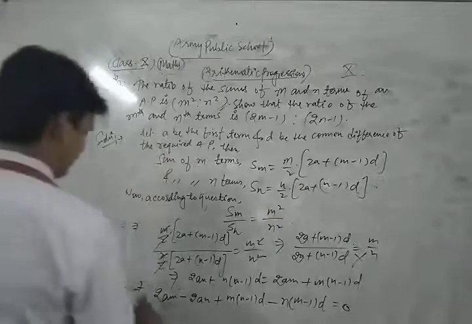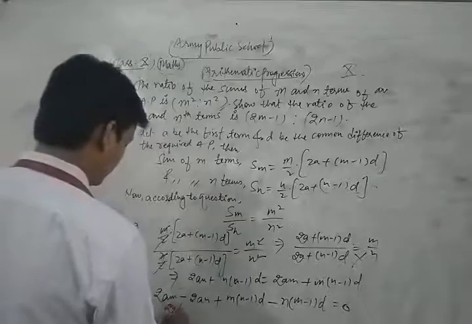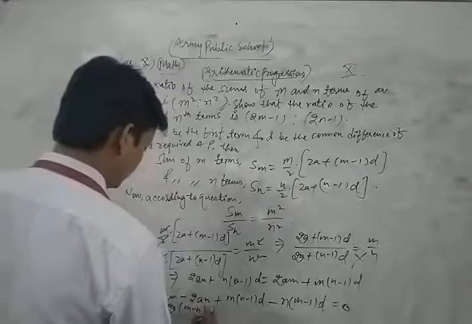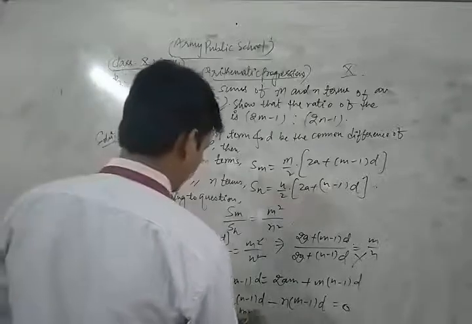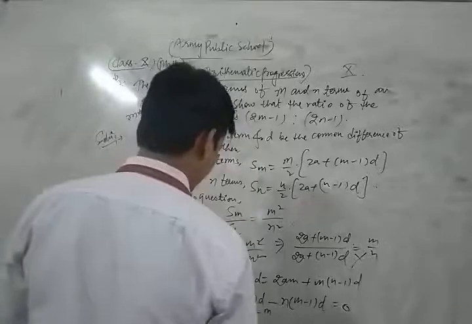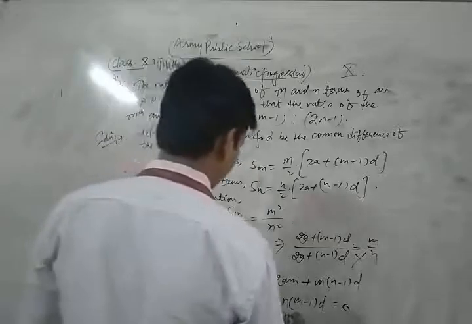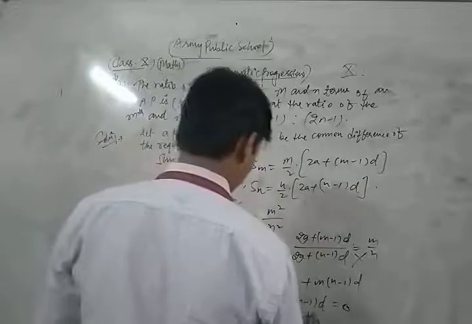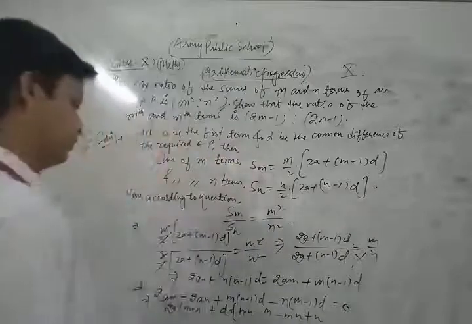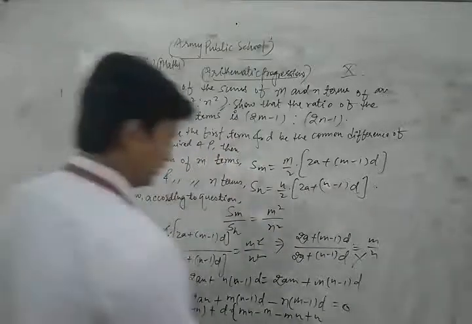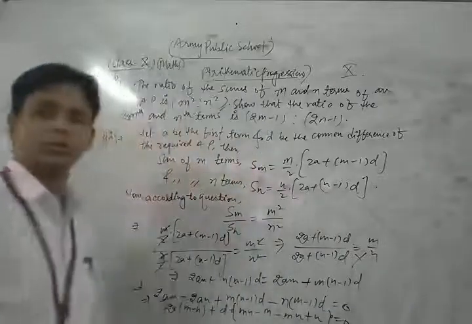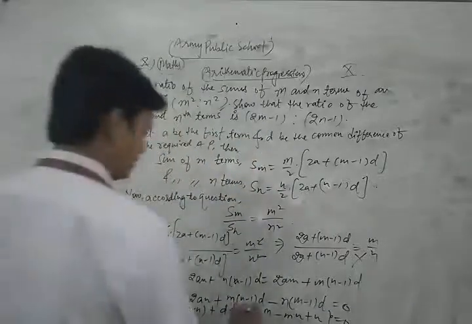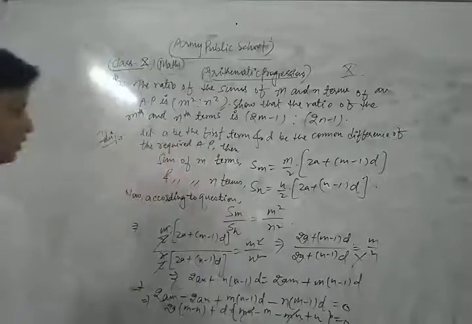So we get here, we take 2a as common, so we get m minus n, plus here d is common, so we get mn minus mn plus n, is equal to 0.